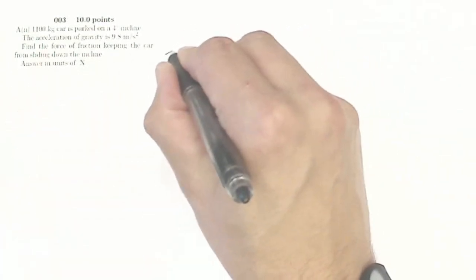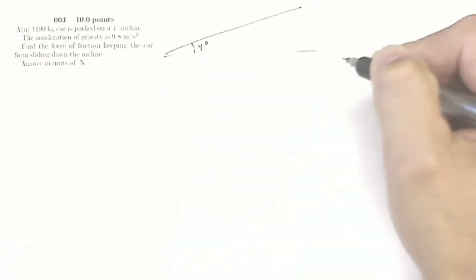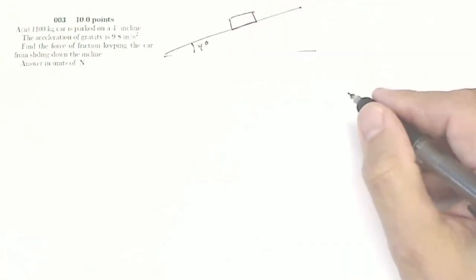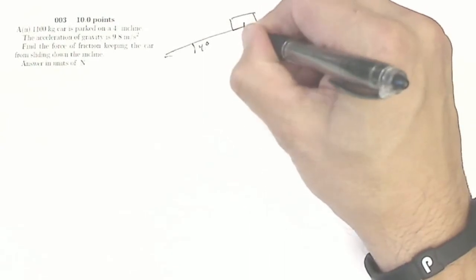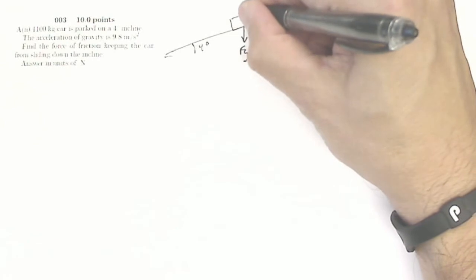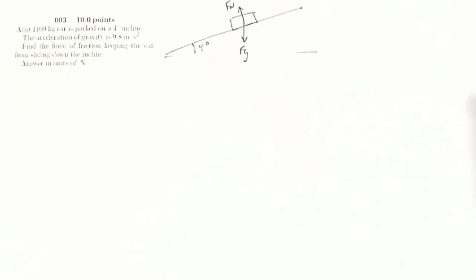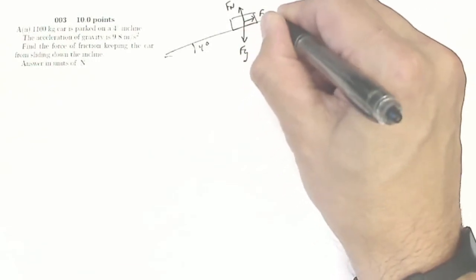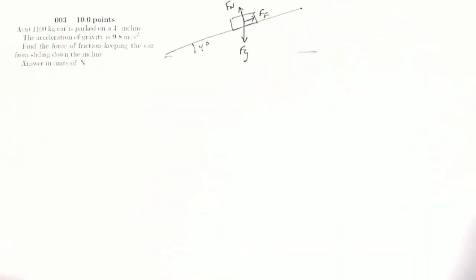If I draw a picture here, I've got this incline that's 4 degrees. I know that's not to scale. And I've got this car that's parked on the incline. If I were to draw a free body diagram of that car, what I have is gravity straight down. I have a normal force perpendicular to the surface. And I have friction backwards up the hill, because otherwise the thing would slide down the hill.